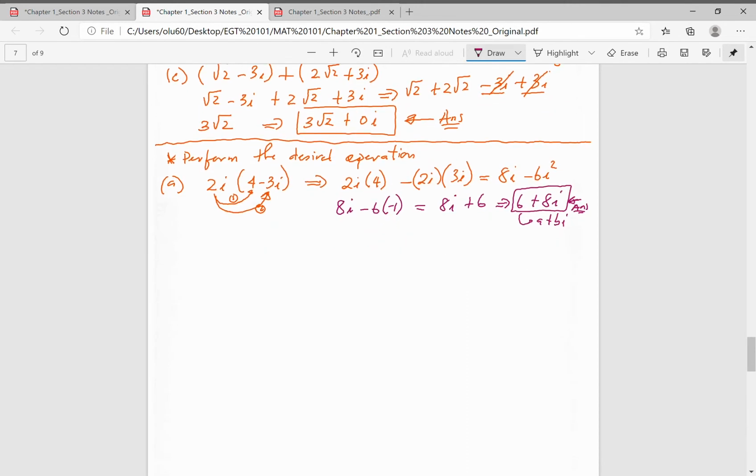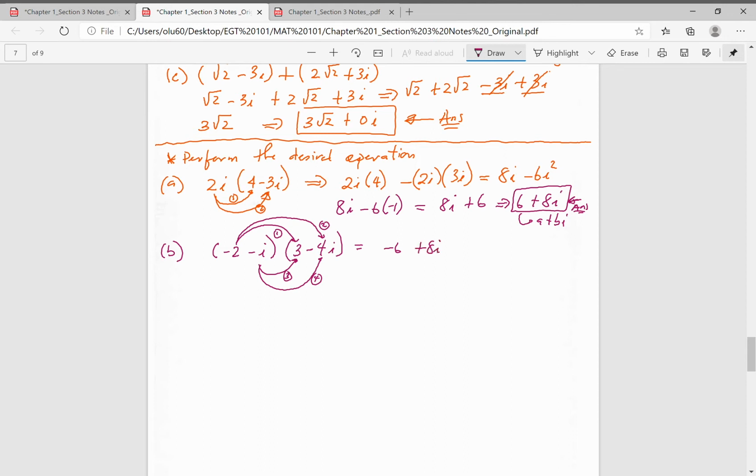Now, let's try B. We have negative 2 minus i times 3 minus 4i. Okay, again, we can use FOIL. This is 1, 2, 3, 4. So we do step number 1. It's going to be negative 2 times 3, right? It's going to give us negative 6. Okay, and then we have negative 2 times negative 4i. That's going to give us a positive 8i.